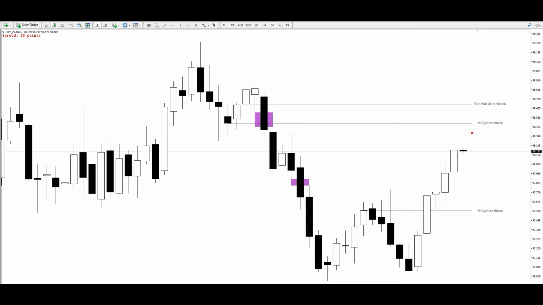Before I do any of my analysis, I always start on the dollar index. This tells me whether the dollar pair is going to be bullish or bearish, and it's just another source of confidence for me.